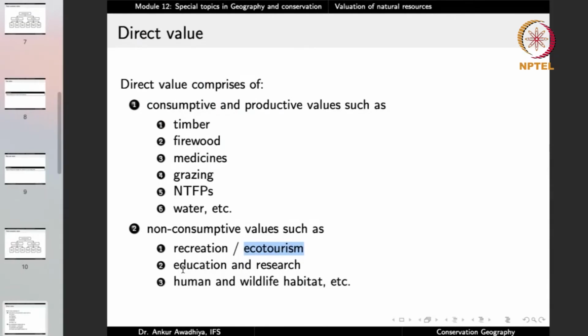So recreation or ecotourism, education and research. You can use a forest for education and research activities. For example, we may need to teach people about the different kinds of adaptations that organisms have. And there is no place better than a forest to learn these things. Or if there is a botanist who wants to know about the different kinds of leaves that are there, or if there is a taxonomist who wants to understand why different trees were named in different ways. What are the significant characteristics of different trees?